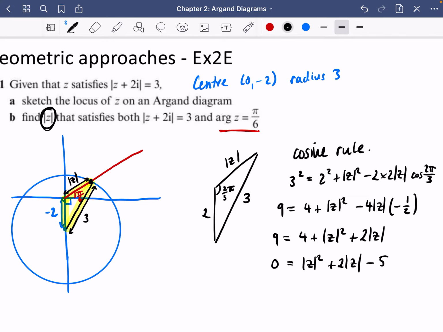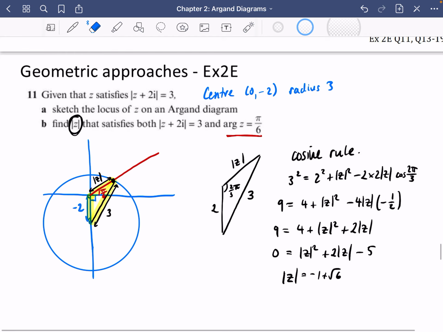So I'm going to go to my calculator and I'm going to put in the coefficients as 1, 2, and -5. And I get that either the modulus of z is -1 plus √6 or -1 minus √6, but it doesn't make sense for the modulus to be less than 0. So our answer is modulus of z is -1 plus √6. We don't actually need to find out what z is, we just wanted to find out what its modulus was.